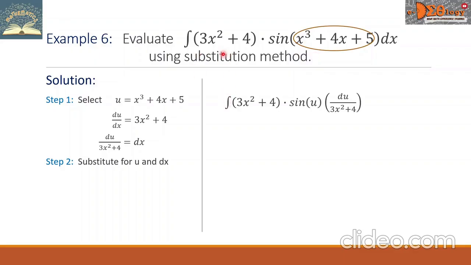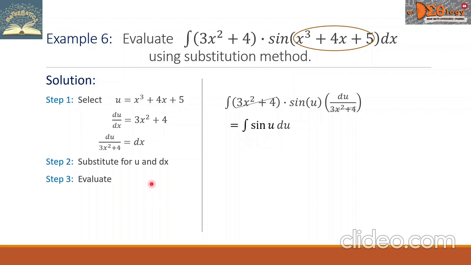So we have the integral of this 3x squared plus 4 times the sine of this quantity that becomes u. Then the dx we change now to du over 3x squared plus 4. And from here we simplify by doing cancellation. The 3x squared plus 4 is cancelled with the 3x squared plus 4 in this denominator. We can see that our problem now is reduced to u and du. So the integral of sine u du.